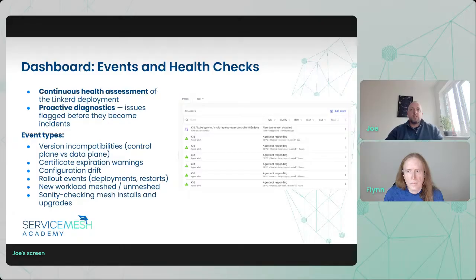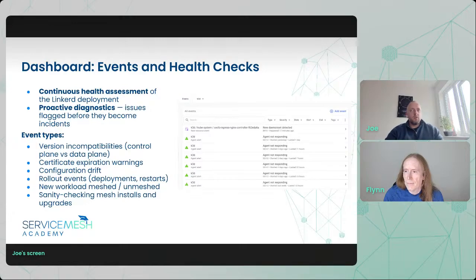Okay, events and health checks. This is a big one. I spend a lot of time talking to customers about this one. And so it does the obvious. It's a continuous health assessment of the Linkerd deployment. It helps with a lot of those debugging situations that you were talking about a minute ago, Flynn, where we want to be proactive about these things.